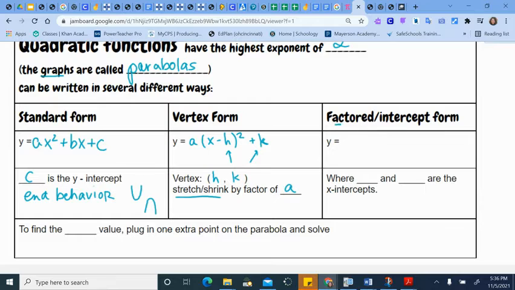And then we have factored or intercept form. And this guy tells us the roots really quick, or the x-intercepts. It's going to be x minus a number times x minus a number. And whatever those numbers are, let's call them p and q for now, it tells us exactly where it crosses or touches the x-axis. So we call those the x-intercepts.